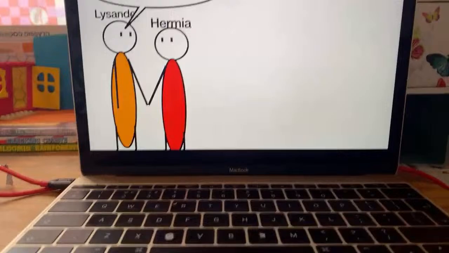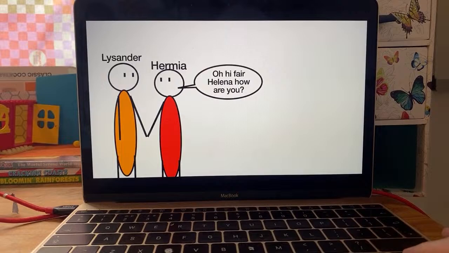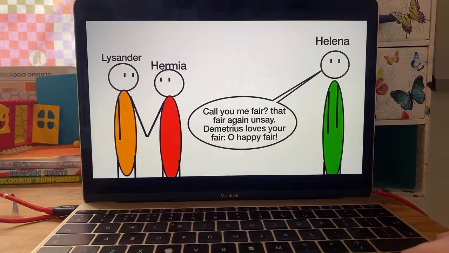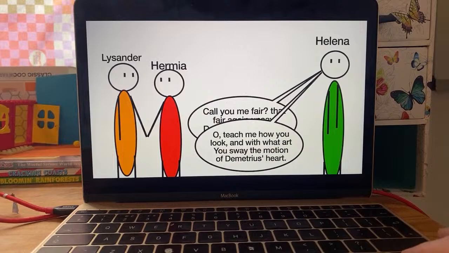It's fine. And Hermia, as we saw last week, agrees. So they decide to run into the forest together. What we didn't look at yesterday is actually Helena comes along at this point, and Hermia says, oh, hi, fair Helena. Basically, how are you? And Helena sort of strops on and says, "Call you me fair? That fair again unsay. Demetrius loves your fair. O happy fair! Teach me how you look and with what art you sway the motion of Demetrius' heart." What a lovely rhyme.